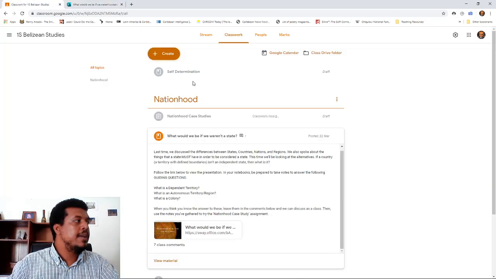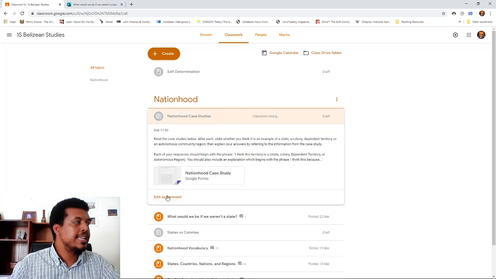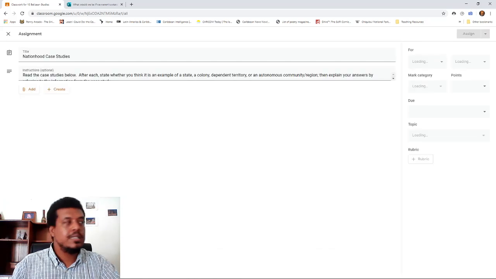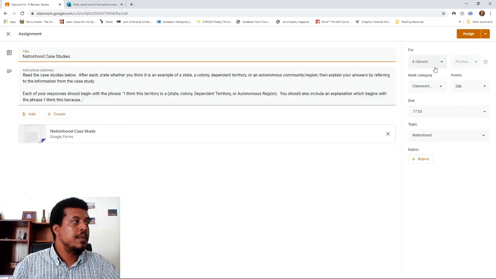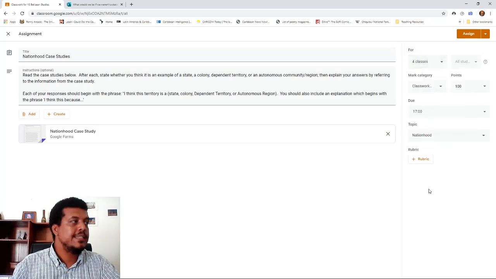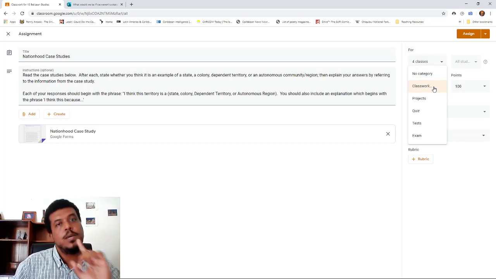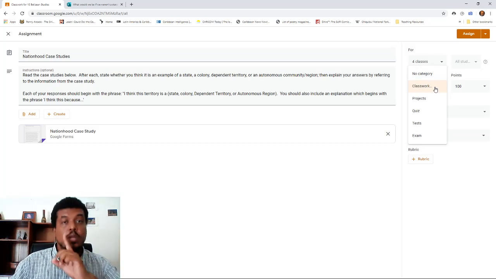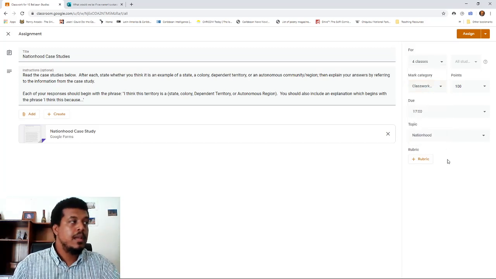But once you've looked through that, it means that you would be ready for the nationhood case study. And you can see in my view, I still have it as a draft. I'm making it available for all 4 classes. It's a classwork, which means it carries a lower percentage, but it's still graded work, and I still will be collecting those grades, no matter what you may have heard.